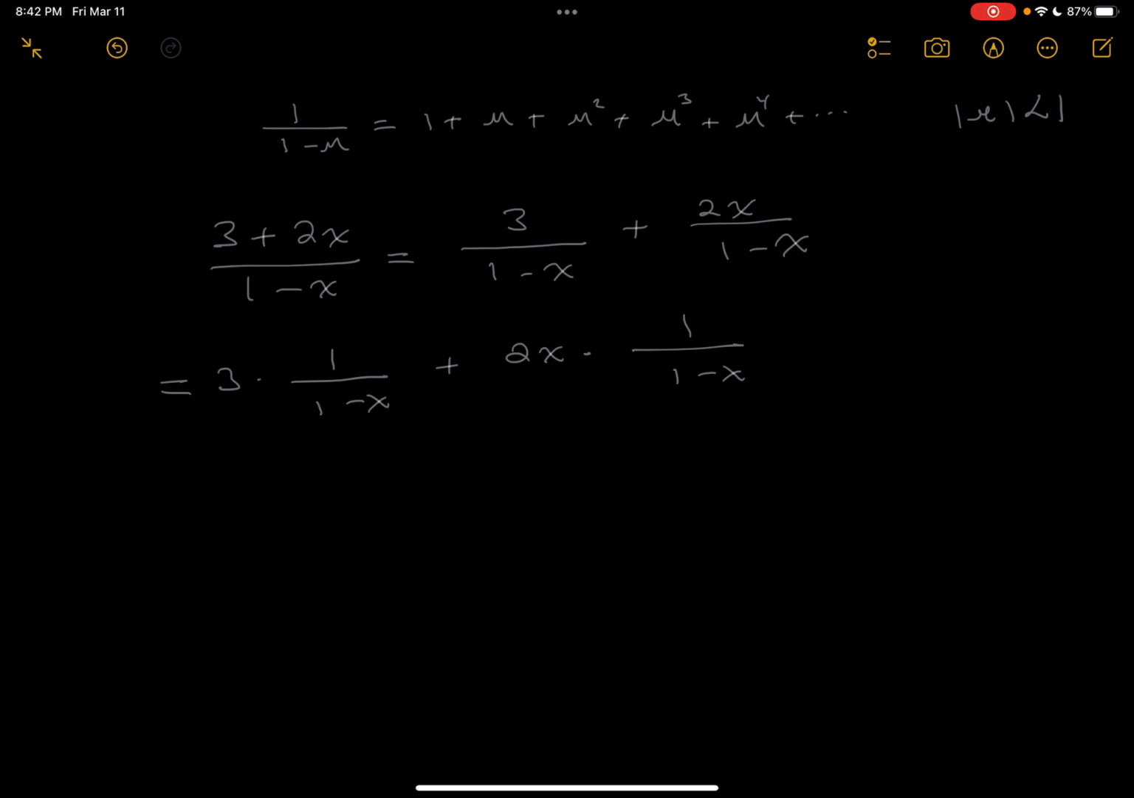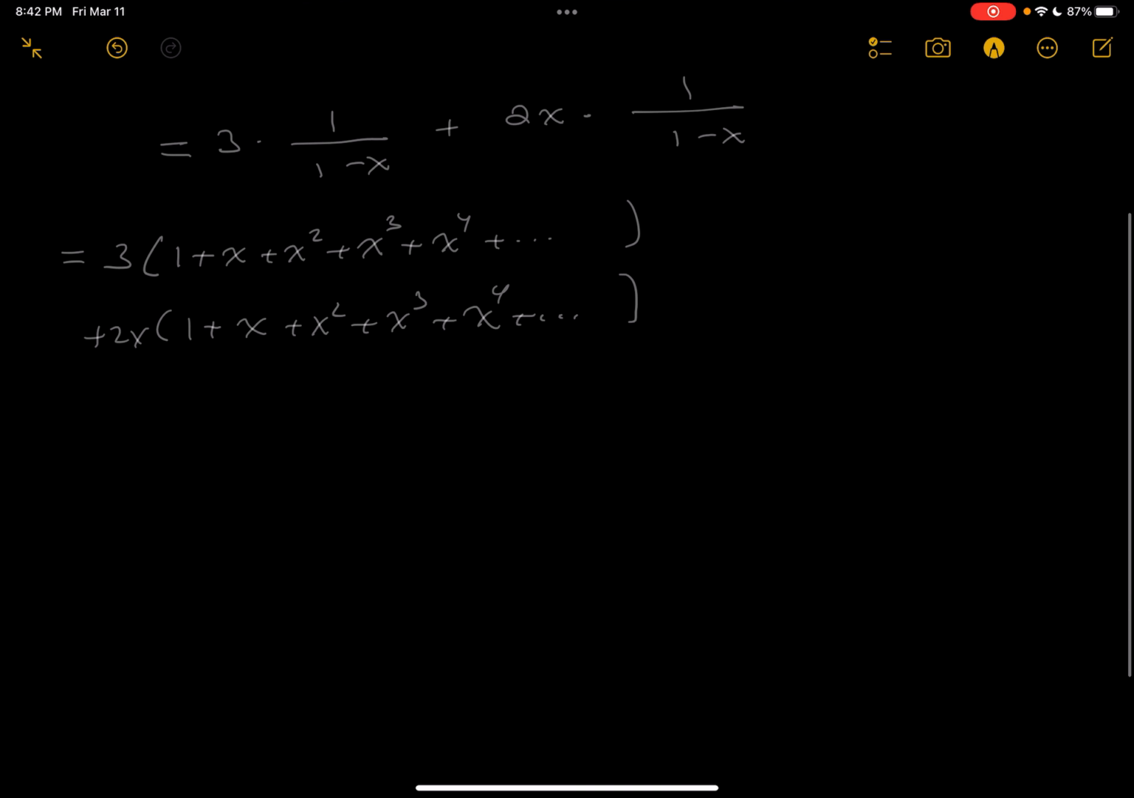Okay, let's write this down now. Equals 3 times, well, I'm basically using the series that I said I should recognize, and this will be 1 plus x plus x squared plus x cubed plus x to the 4th. I think you get the idea. Yada, yada, yada. All right, so it goes on forever. The other one I want to write down as well, and that's going to be plus 2x times 1 plus x plus x squared plus x cubed plus x to the 4th, yada, yada, yada.